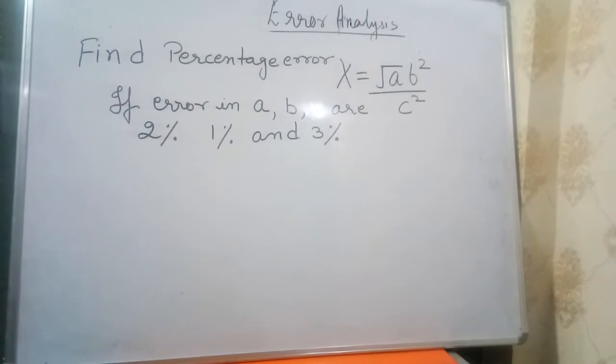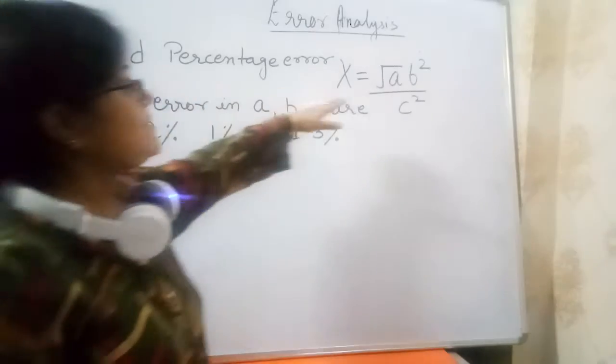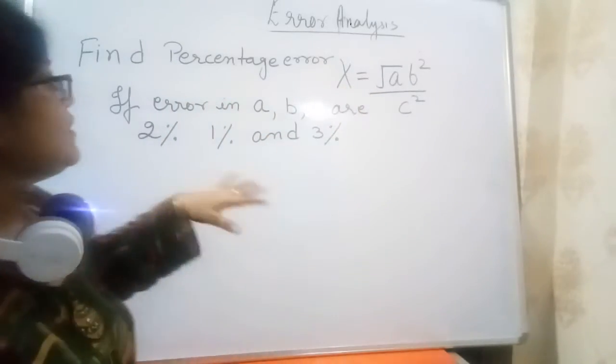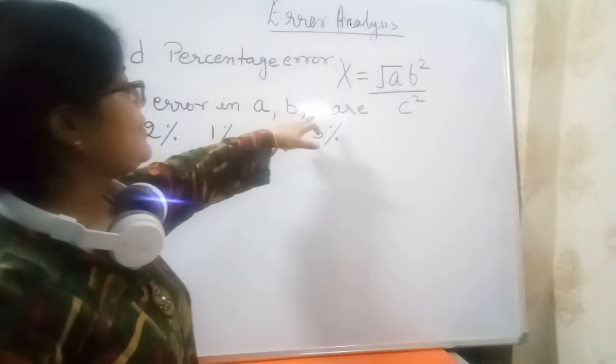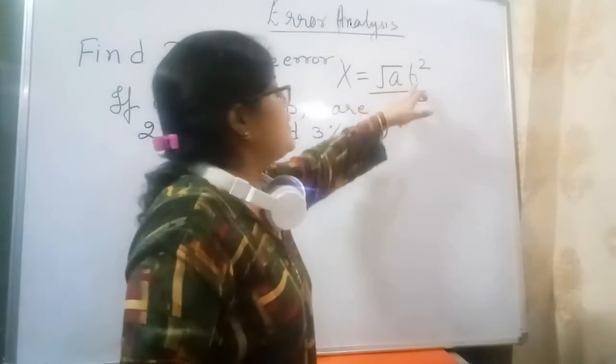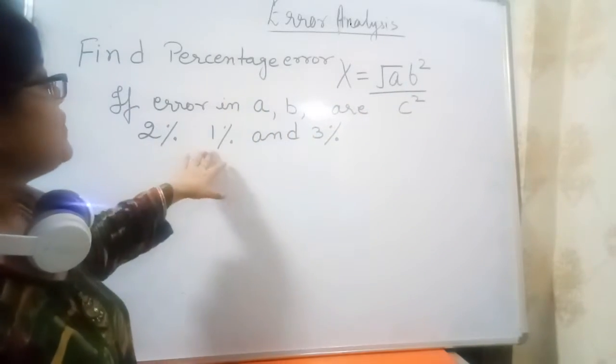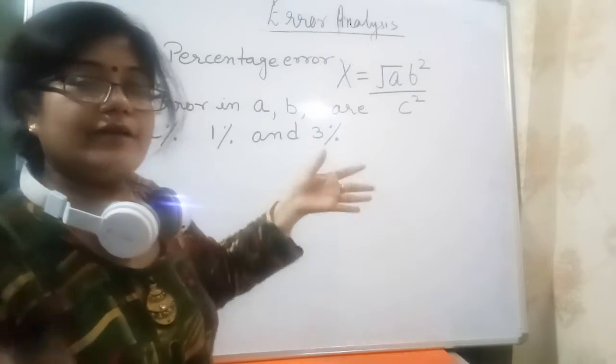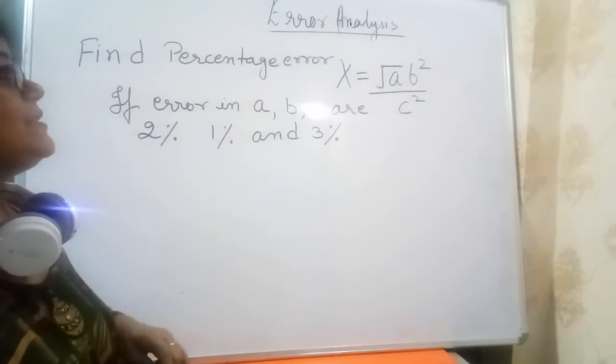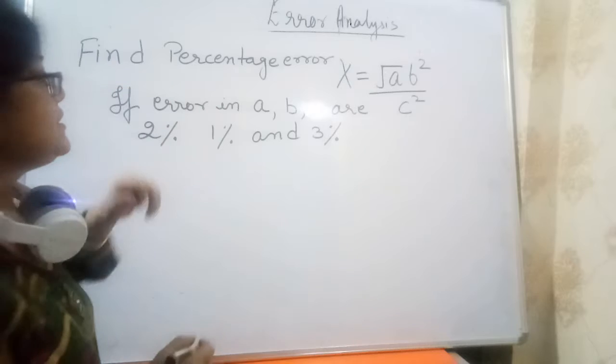Now see one more question. This is the extended form of this question. Now we have it in the same way, but it is also given that the errors in A, B and C are 2%, 1% and 3%. And we have to find the total percentage error. Now proceed in the same way.